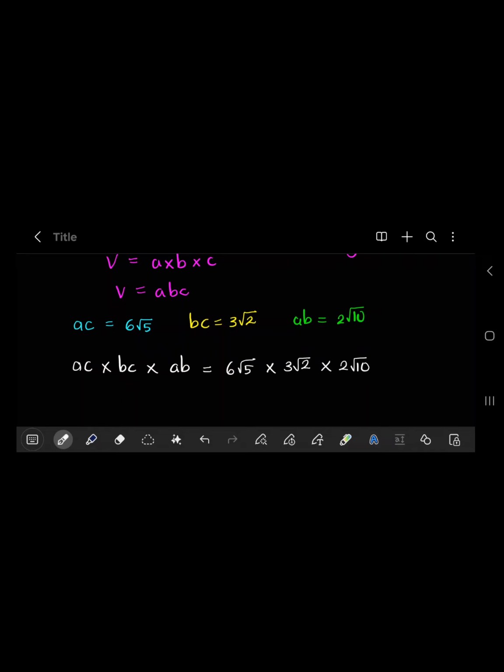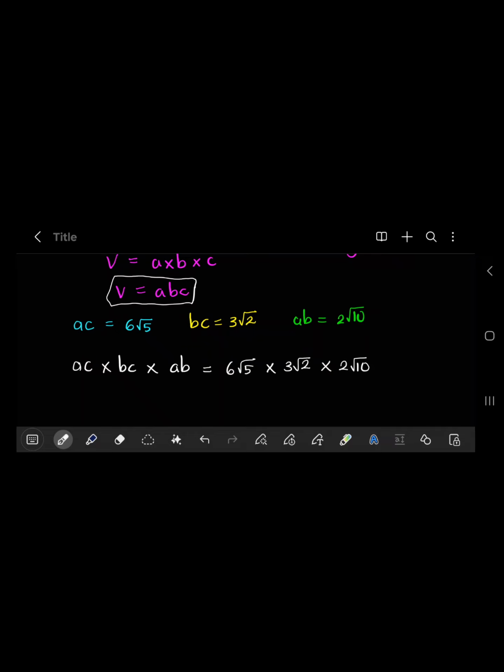Now why am I doing this? I'm trying to create a way for us to get ABC, because remember, this is what we're trying to get to. We are trying to calculate the volume, where the volume is A times B times C.